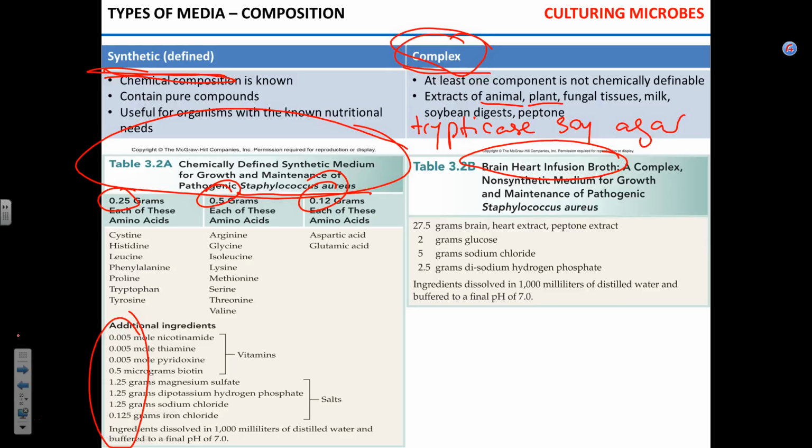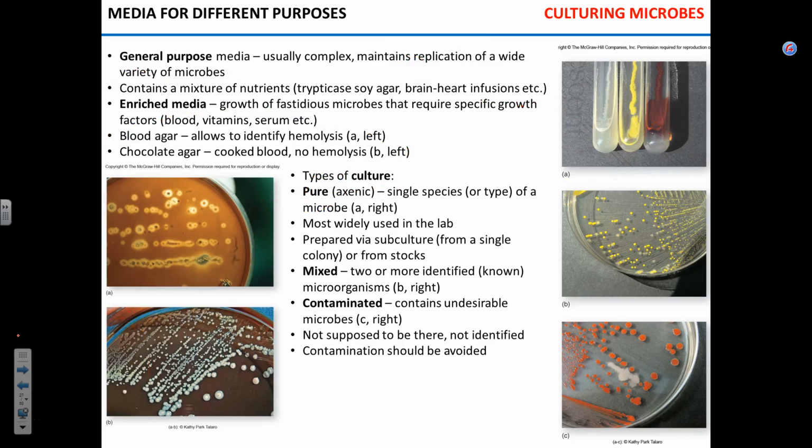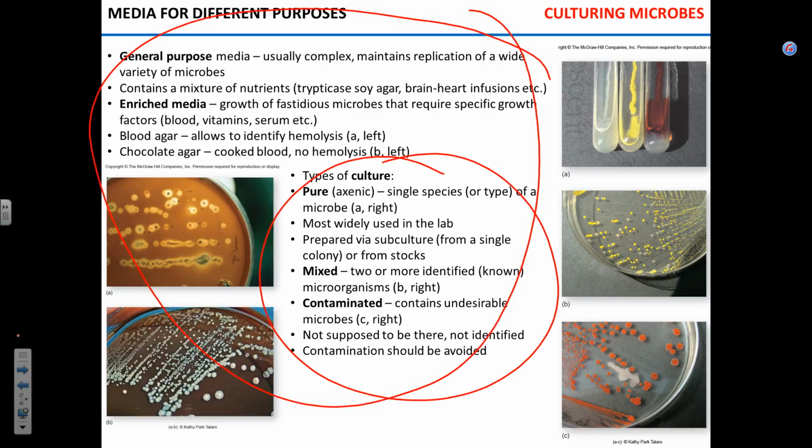Does that make sense? But you won't be able to say we have microbes that can synthesize tryptophan, because you supply everything. Okay? Even the most picky microbes will grow on it. Does that make sense? So that actually is a segue into different purposes and different types of culture.